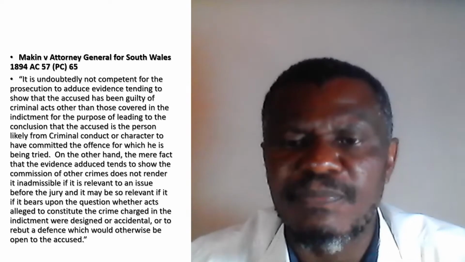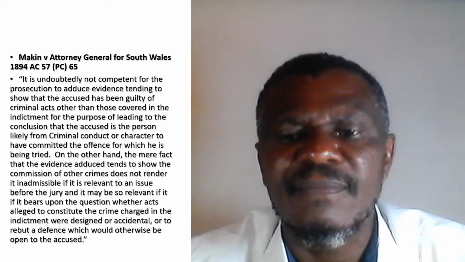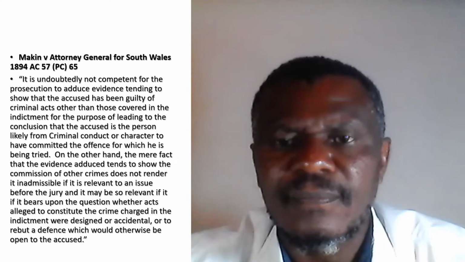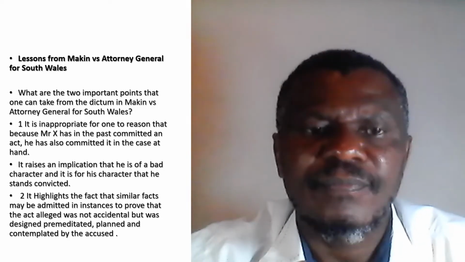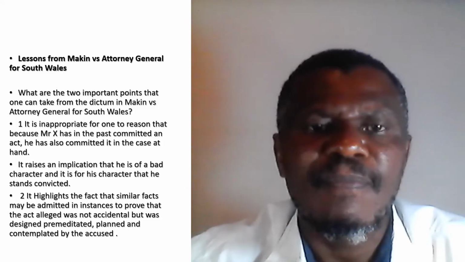So we will look at this a little bit further, but there are two things there that come up. The first one, of course, being that it is unethical and unsound legally to conclude that because Mr. X has in the past committed a certain act, therefore he or she is guilty of the current one. And secondly, it says that the mere fact that evidence shows the commission of other crimes does not then render it inadmissible. If it is in the interest of justice, then it will be admitted, even if it does show that X may have committed other offenses. These are the lessons that we have already alluded to in the foregoing.